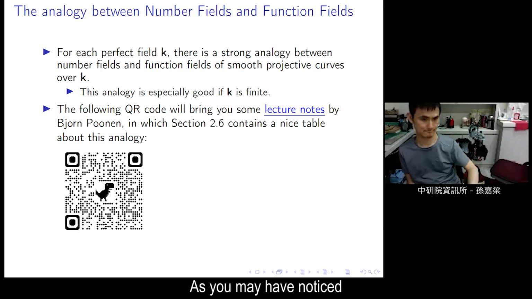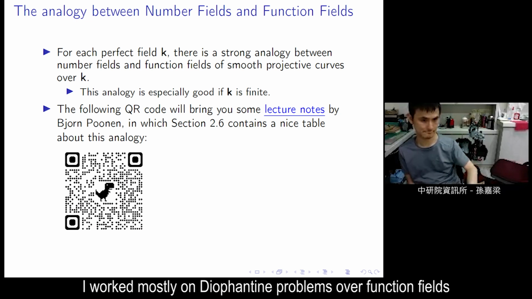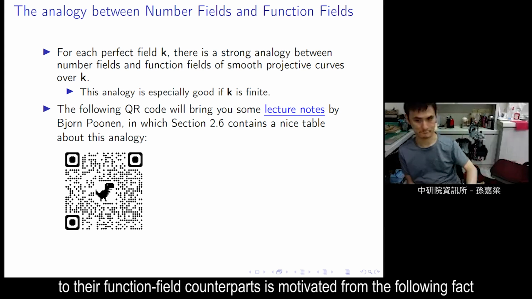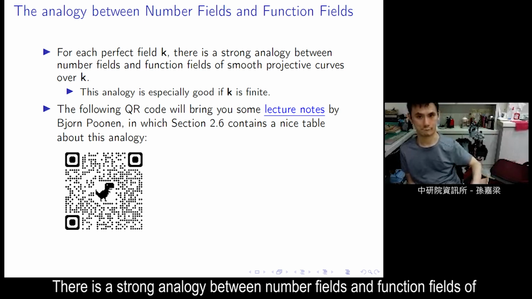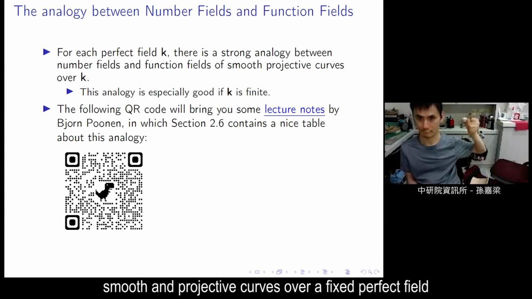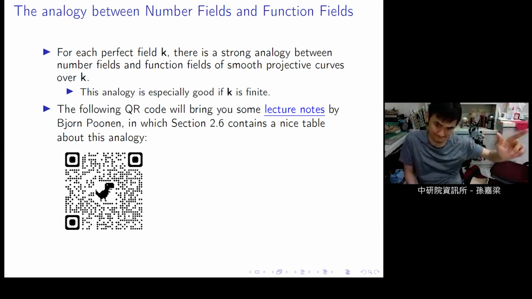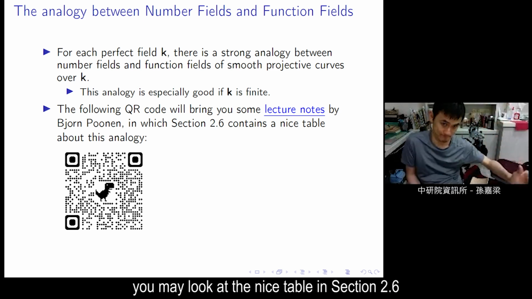As you may have noticed, I worked mostly on Diophantine problems over function fields. The translation of number field problems to their function field counterparts is motivated by the following fact. There is a strong analogy between number fields and function fields of smooth projective curves over a fixed perfect field k. The analogy is especially good when k is finite. I worked a lot in this case. For more details, you may look at the nice table in section 2.6 of a paper by Poonen through the QR code on the slide.